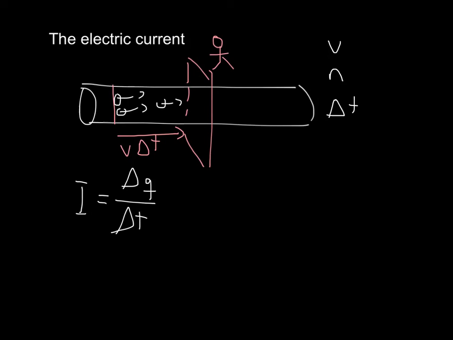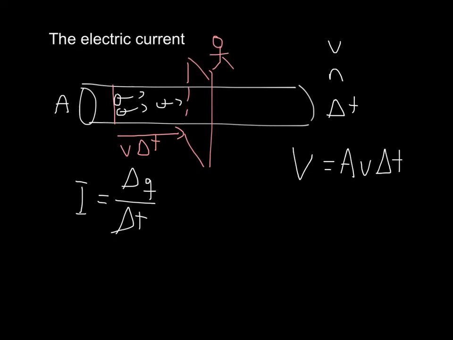Now we know that volume is equal to the area times the height, right? So in this case, the area is just A, which is the area of my wire, and then this height, or the length in this case, is v times increment of t. So the total volume, that's big V, is equal to area times v times the increment in time.